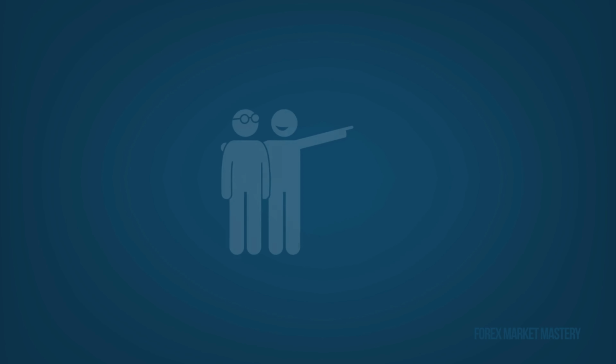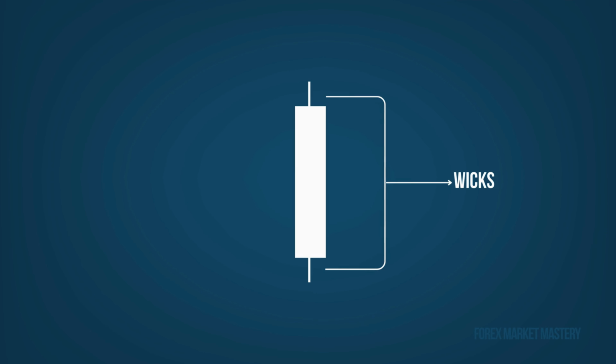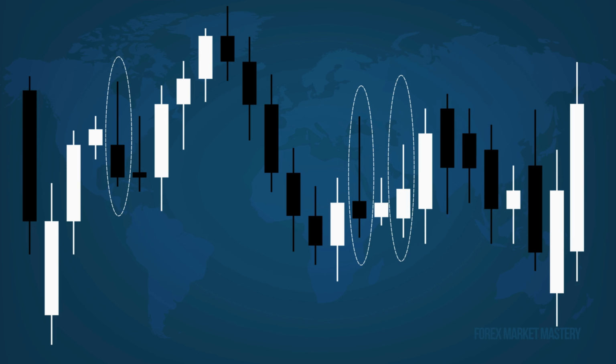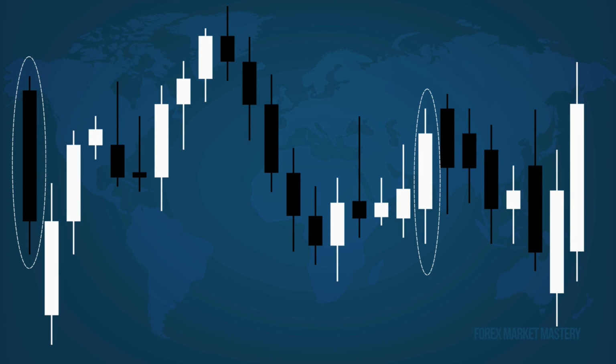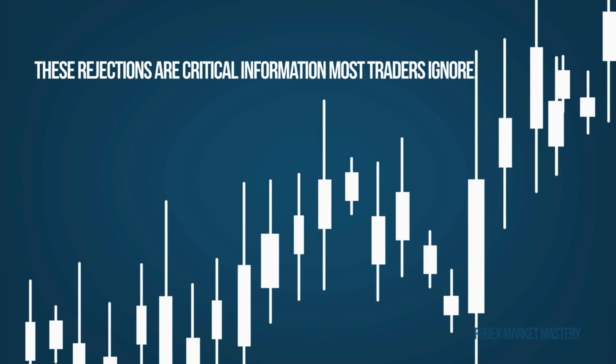Simple, right? But here's where it gets interesting. The wicks or shadows tell you about rejected prices. A long upper wick? Buyers tried to push higher but got absolutely destroyed by selling pressure. A long lower wick? Sellers pushed down, but buyers came in strong and rejected those lower prices. These rejections are critical information most traders ignore.